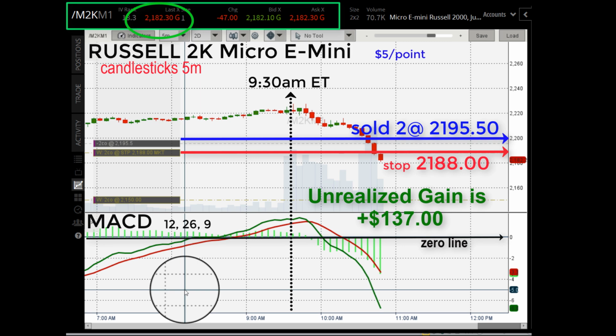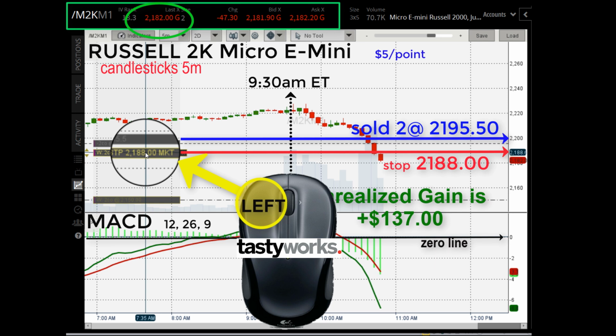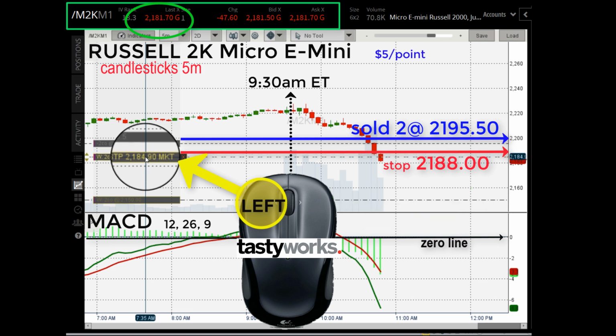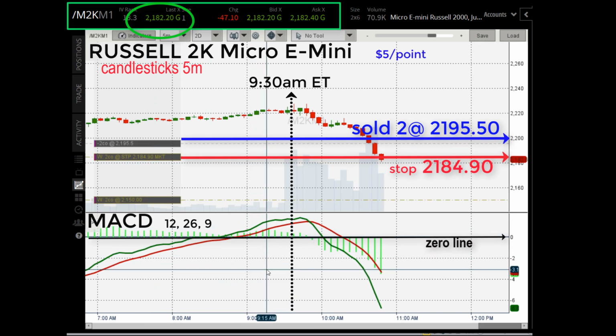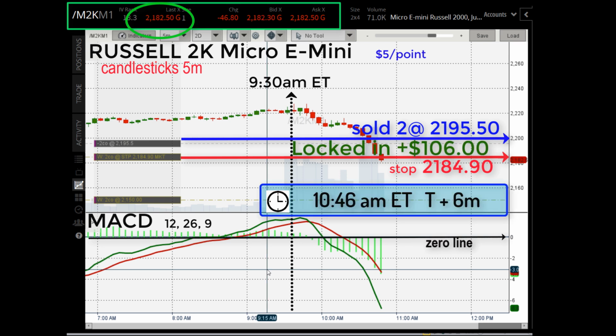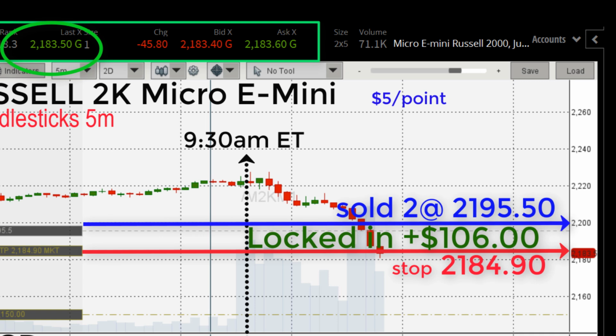And the trade's still moving in my favor, trading down at 2181.82. And this is the fifth stop. I've got $137 of unrealized profit now. So I'm moving that stop down again so I can capture even more of it. And you can see I have my click and drag mouse there. Move that stop down to 2184.90. So I've locked in $106 after just 6 minutes of trading here.